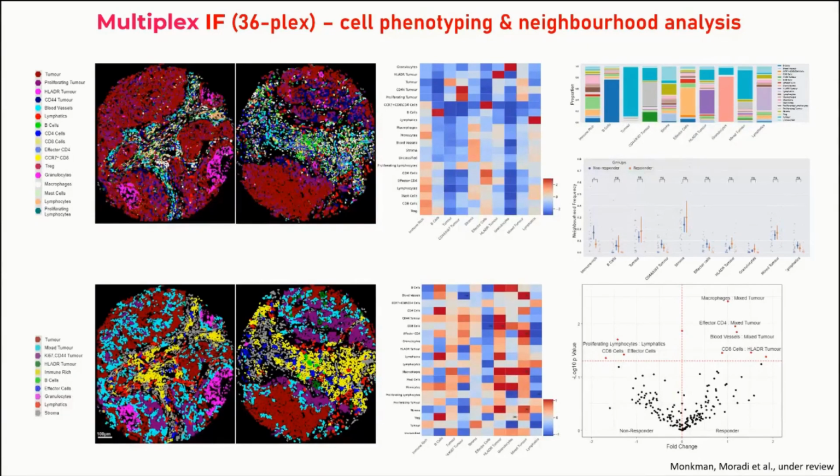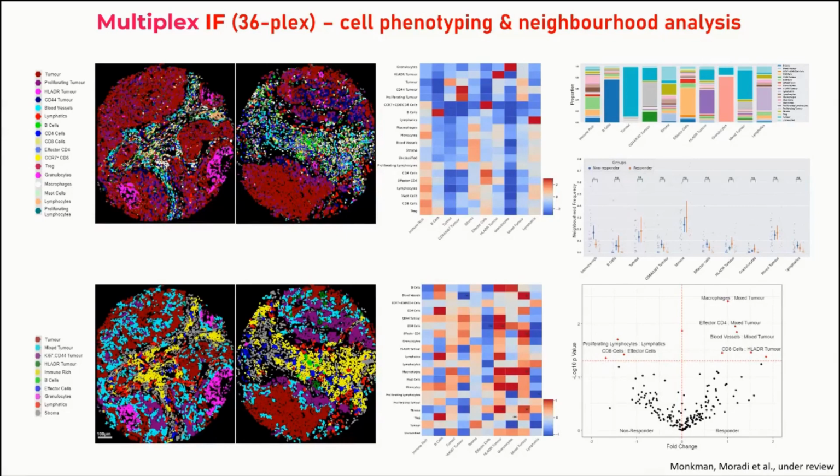But at the bottom, what you have are the neighborhoods. So we can now look at the tumor neighborhoods, the mixed tumor neighborhoods, the Ki67, CD44 positive tumor neighborhoods, HLA-DR positive tumor neighborhoods, immune-rich B cells, effector cells, granulocytes, lymphatics, and stroma. So we can take the individual markers, but now we can assign neighborhoods based on that, and we can ask the same question. What is the enrichment of the neighborhoods between the responder group and the non-responder group?